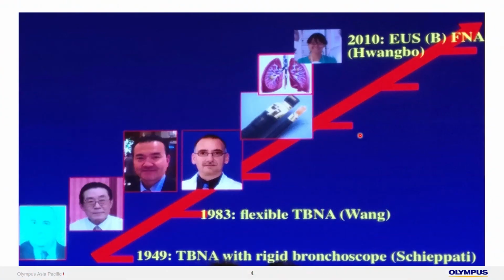If we look at the history of TBNA, it has evolved magnificently. In 1949, it used to be done via a rigid bronchoscope. Eventually, the conventional TBNA by Wang and colleagues. And then came in the EBUS, followed by EUS-B-FNA, and now we are proceeding to EBUS cryobiopsies as well.